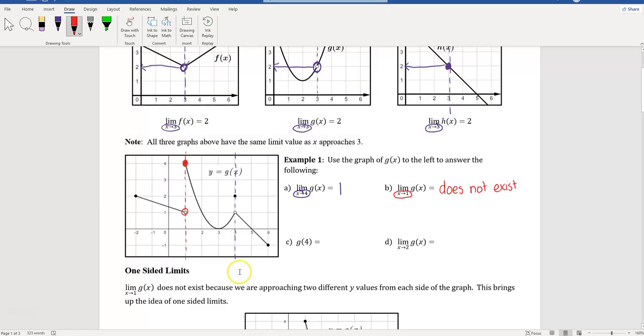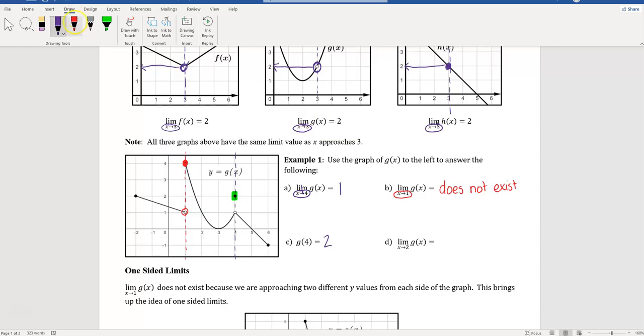Okay, who can tell me what g of 4 is going to be? What do you think, David? 2. Because here we're looking at that closed circle, right? It's not the same as the limit, so we will get 2 as our y-coordinate there.